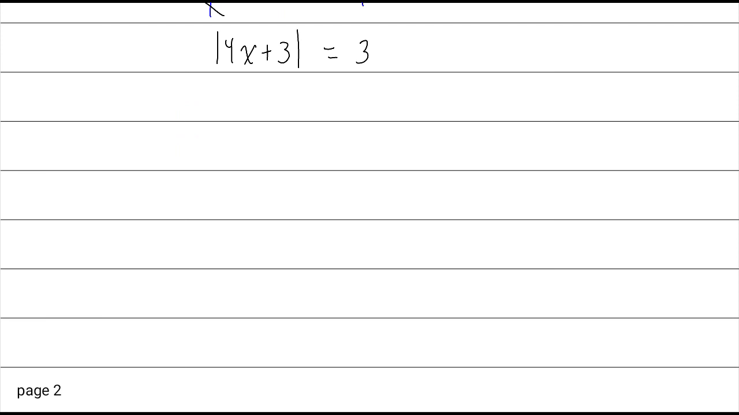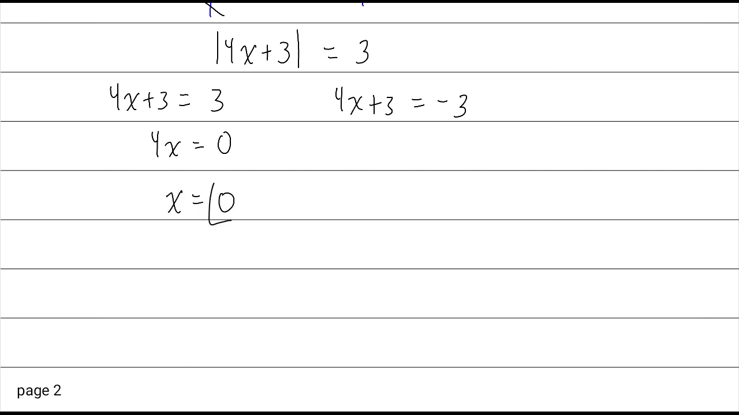The absolute value equals a positive number, so the inside part could equal positive 3, or it could equal a negative 3. On the left, subtract 3 from both sides. 3 minus 3 is 0. Divide both sides by 4. 0 divided by 4 is 0. So 0 is my first solution.